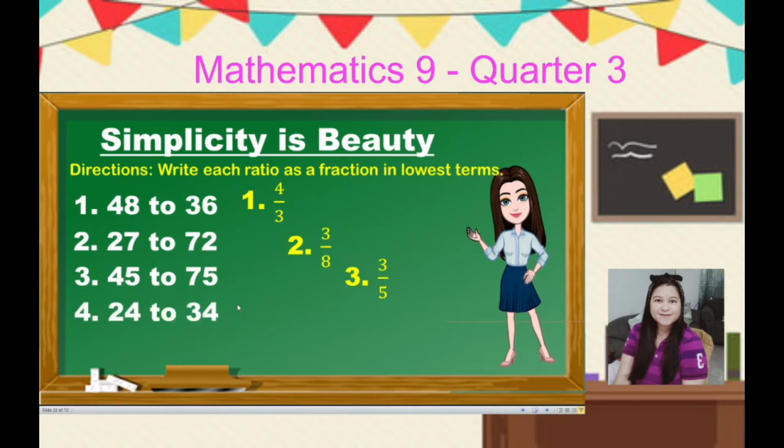Number 4, 24/34. So, pwede natin siyang isulat as 24/34. So, saan po natin siya pwedeng i-divide? At anong kanyang lowest term? So, that will be 12/17. Dinivide lang natin both by 2. Last, 80/32. So, pwede natin siyang isulat as 80/32. Saan naman siya divisible? At ang kanyang lowest term ay 5/2. Dinivide natin both by 16. So, the simplest form is 5/2.